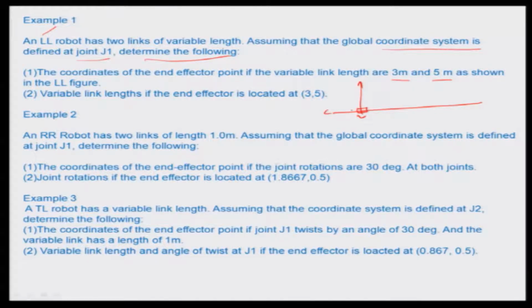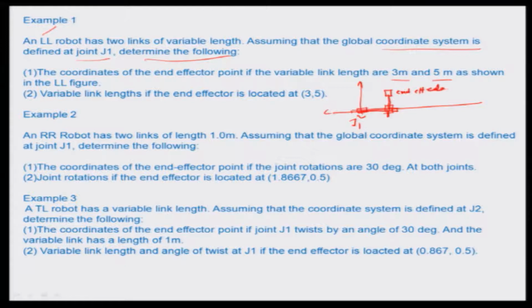So, this probably is the definition of this kind of robot, and the J1 joint signifies the base of the robot, and the other end effector is at again a variable length. This is the end effector.